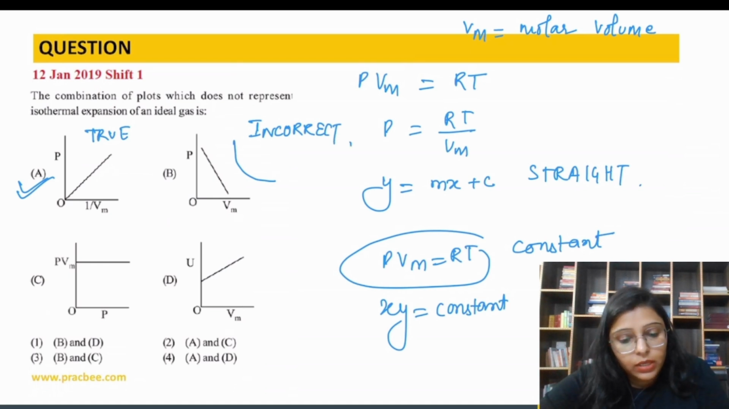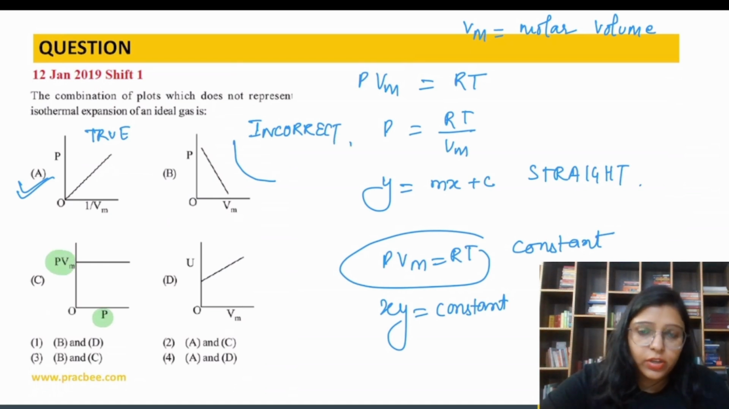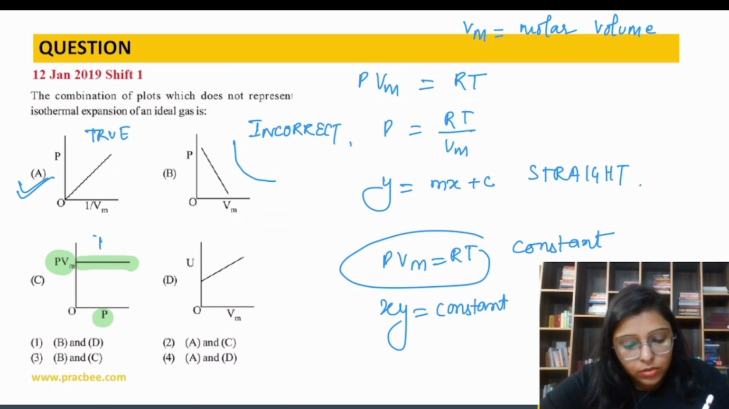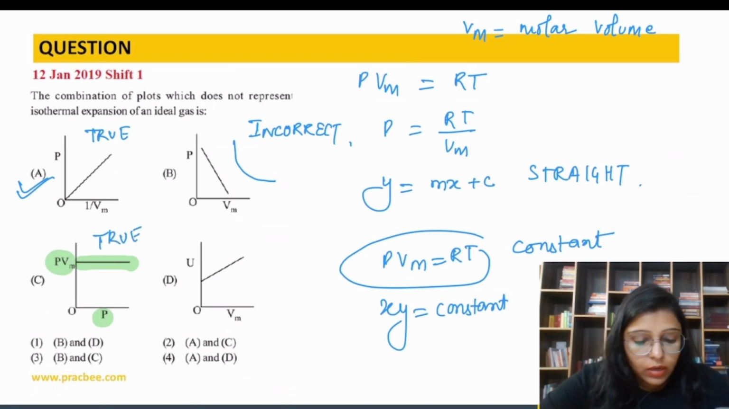Incorrect. Now PVm versus P at constant pressure, so obviously it is not going to change. So we get a line parallel to the x-axis. So this is true. Now U and Vm, internal energy and Vm. So what about internal energy and Vm?